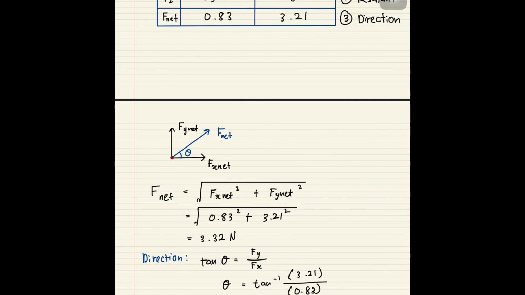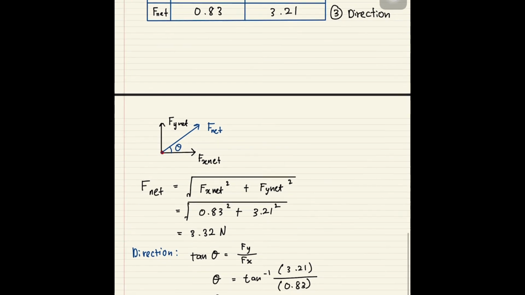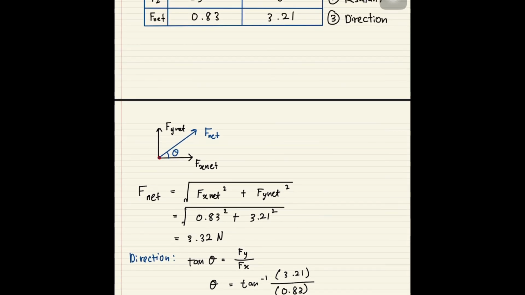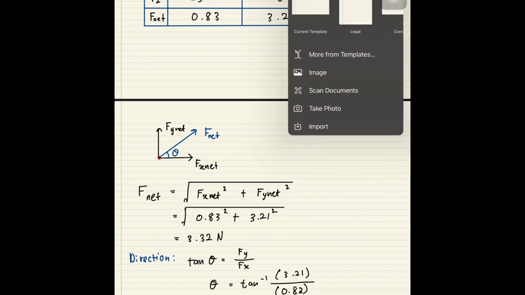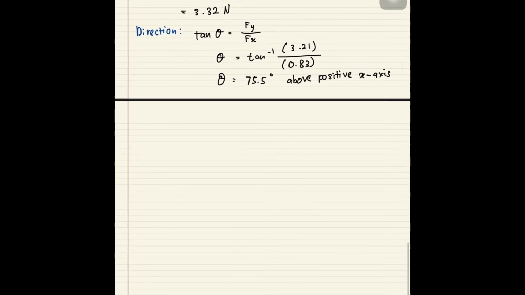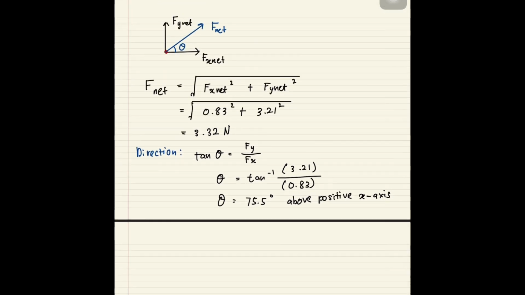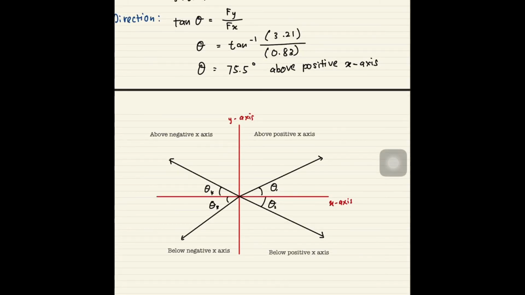Now, you need to write down the direction. So here, 75.5 degrees above positive x-axis. Okay, so this one, maybe I can show you why it become above positive axis. Okay, this is a suggestion on how you can write the direction of your vector.